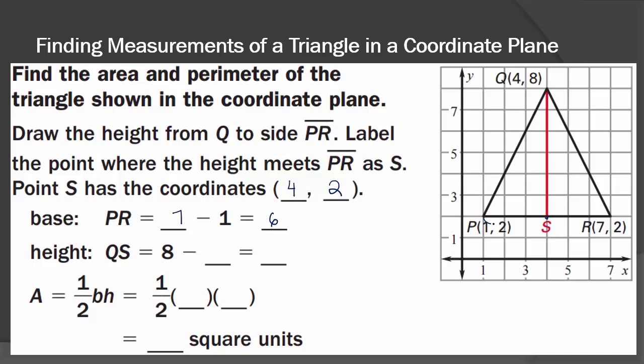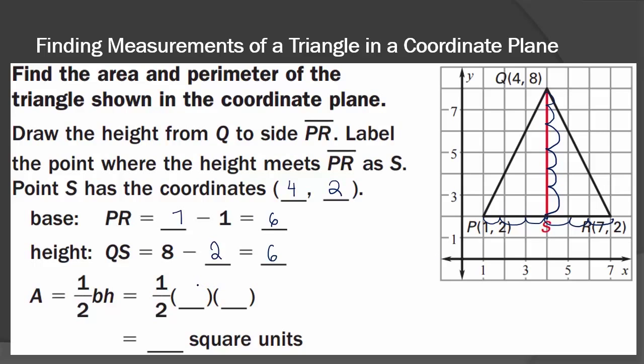Since it's a horizontal line, I can go 1, 2, 3, 4, 5, 6, and say that my base has a measure of 6. To find my height, this is a vertical length. So again, I can count the distance from S to Q, or I can take the difference of my y values, and I got 8 minus 2 over here, which gives me 6 for the altitude as well. Again, we'll just verify that by counting 1, 2, 3, 4, 5, 6.